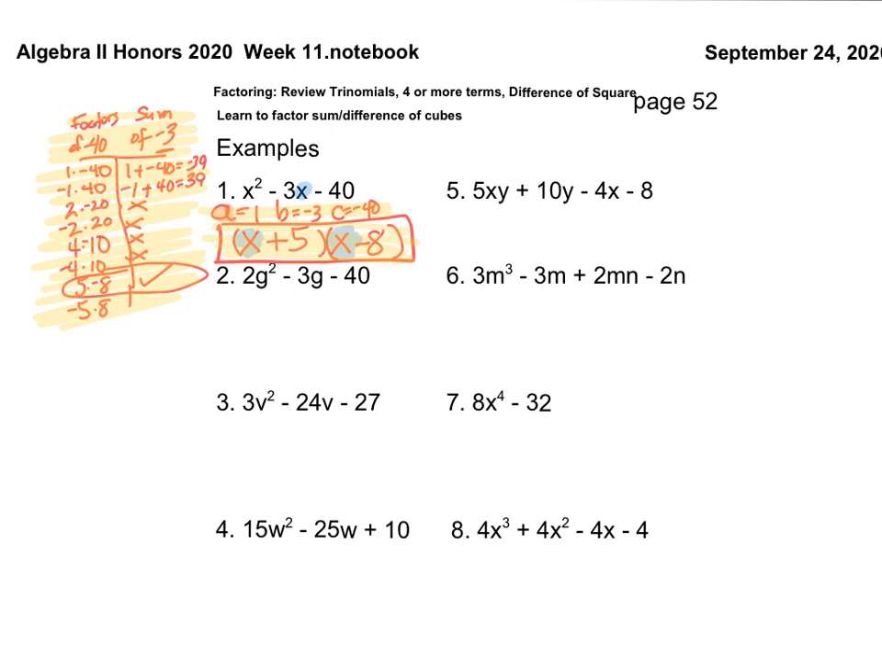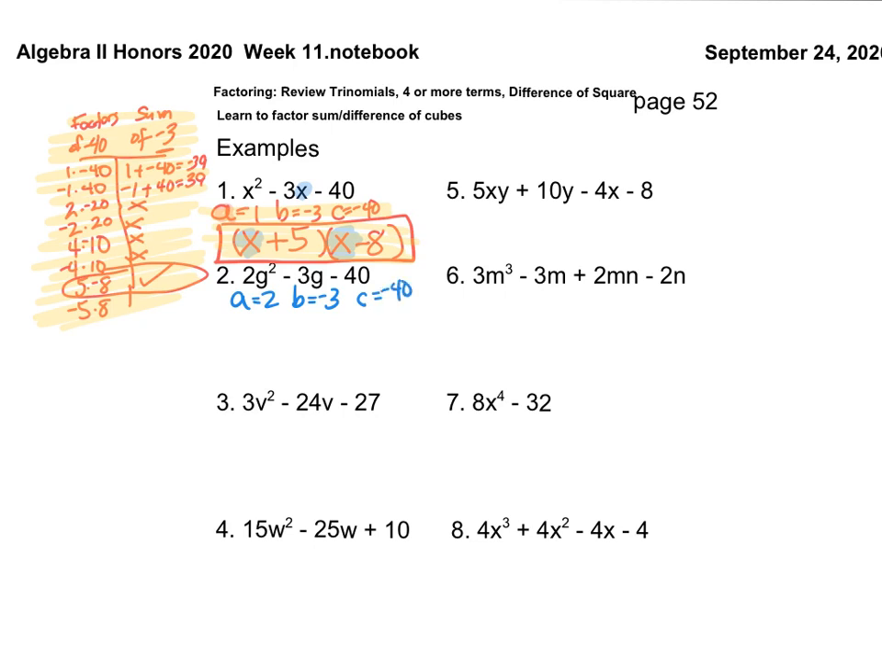Now let's go on to number 5. No, let's not go to number 5. Let's do number 2. Looking at number 2, do I have a common factor? Do 2g squared minus 3g minus 40 have a common factor? No, they do not. So I can name my a, b, and c values. A is 2, b is negative 3, c is negative 40.